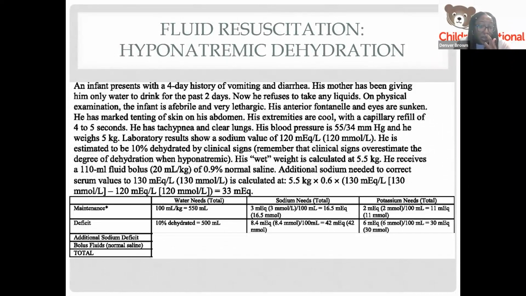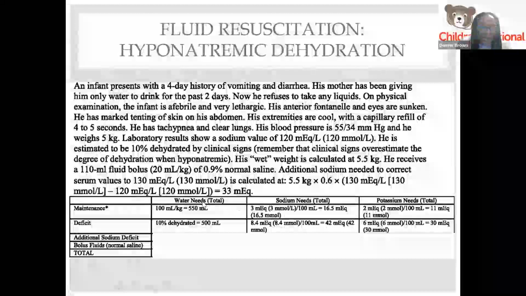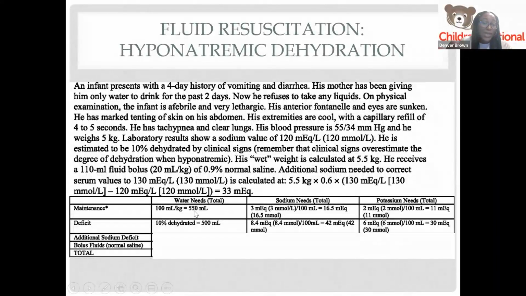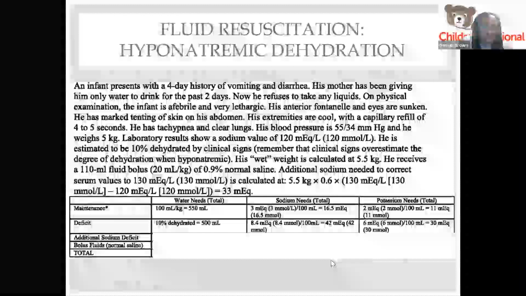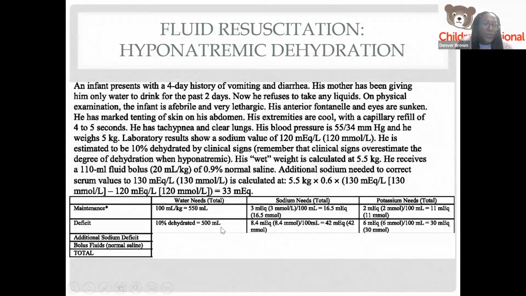then we are looking at using the current weight of 5 kilograms plus the 10 ml per kilo, because he's 10% dehydrated. That means his fluid deficit in total would be 500 ml. This gets a little tricky because when we think about his maintenance, we're using his well weight, the 5.5. When we're looking at his water deficit, we're looking at the current weight. So for a 10% dehydrated patient whose current weight is 5 kilos, his water deficit is 500 ml.